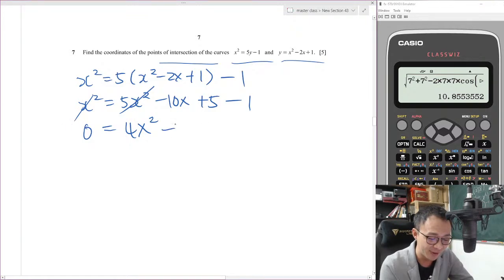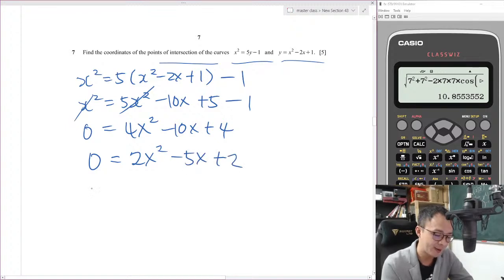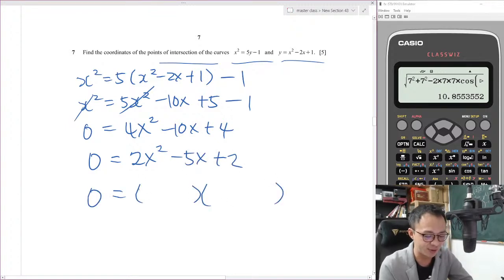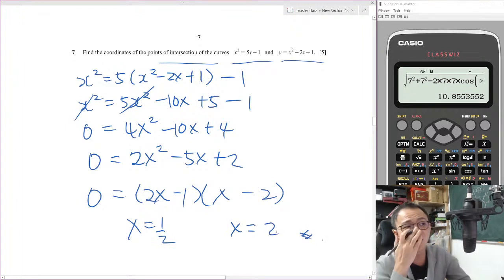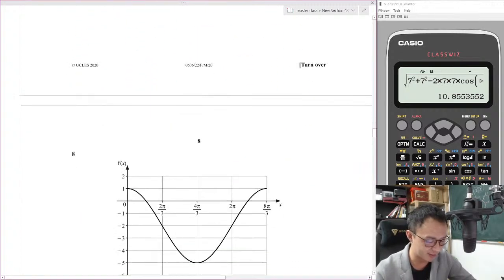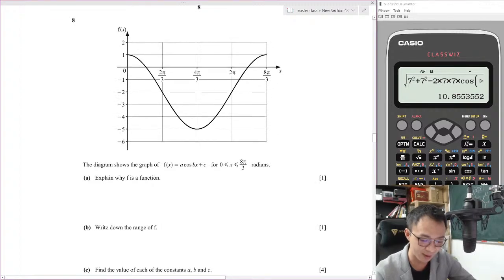Simplify these two, and minus 10x plus 4, and make the numbers smaller by dividing by 2 here, and then try to factorize this one. So I have 2x and x, 2 and 1, minus for both. So x equals 1 over 2 and x equals 2. This is how we solve this kind of simultaneous equation. It's quite easy, so there's nothing much I can teach here for simultaneous equations.